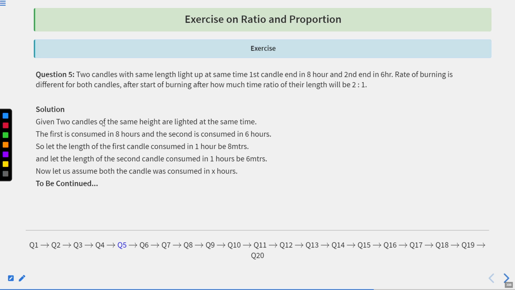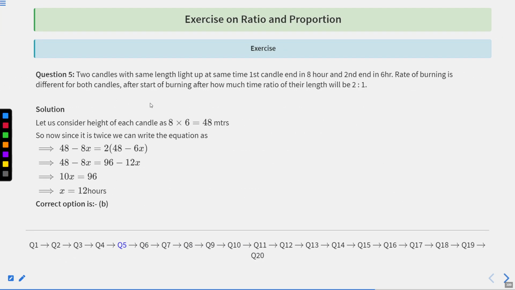So given two candles of the same height are lighted at the same time. The first is consumed in 8 hours and the second is consumed in 6 hours. So let the length of the first candle consumed in 1 hour be 8 meters and let the length of the second candle consumed in 1 hour be 6 meters. So let us assume the candles have burned for X hours.